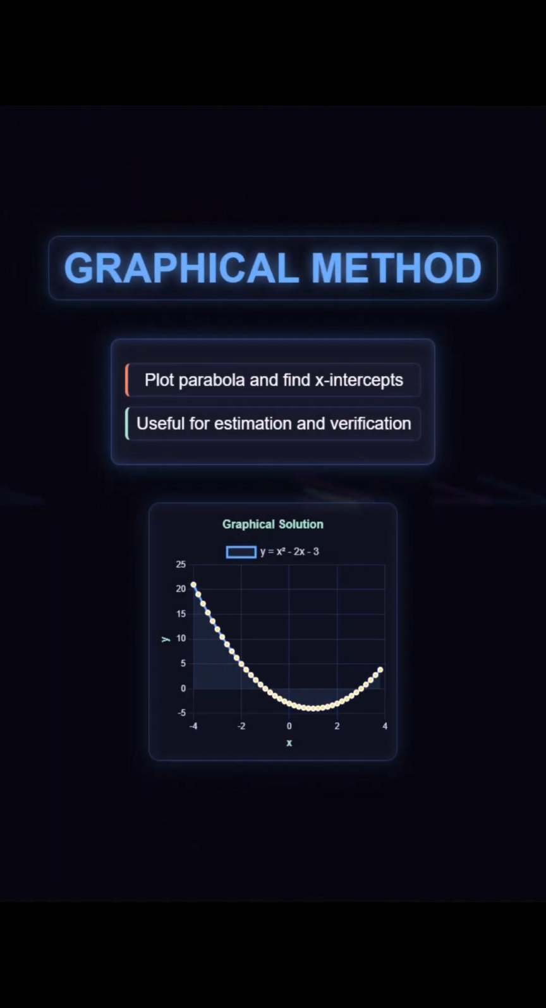The graphical method involves plotting the parabola and finding x-intercepts. This visual approach is useful for estimation and verification. Modern calculators and software can plot these curves instantly for quick solutions.